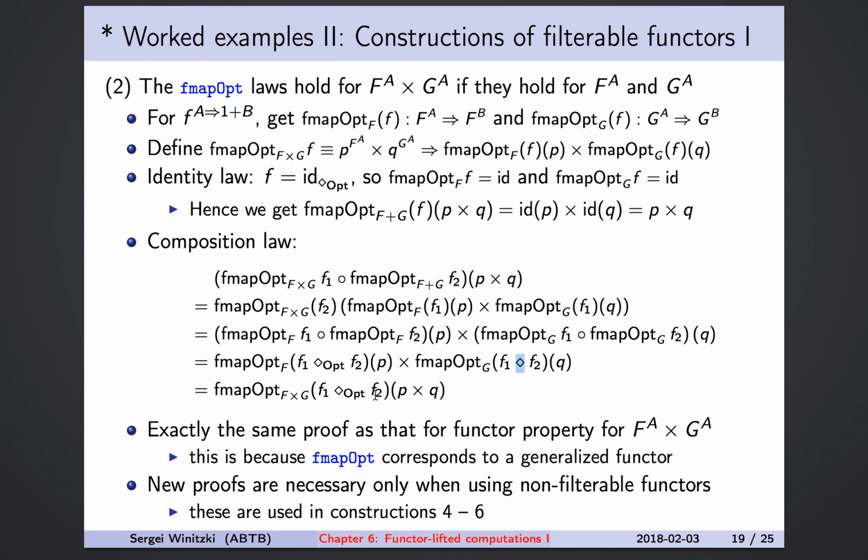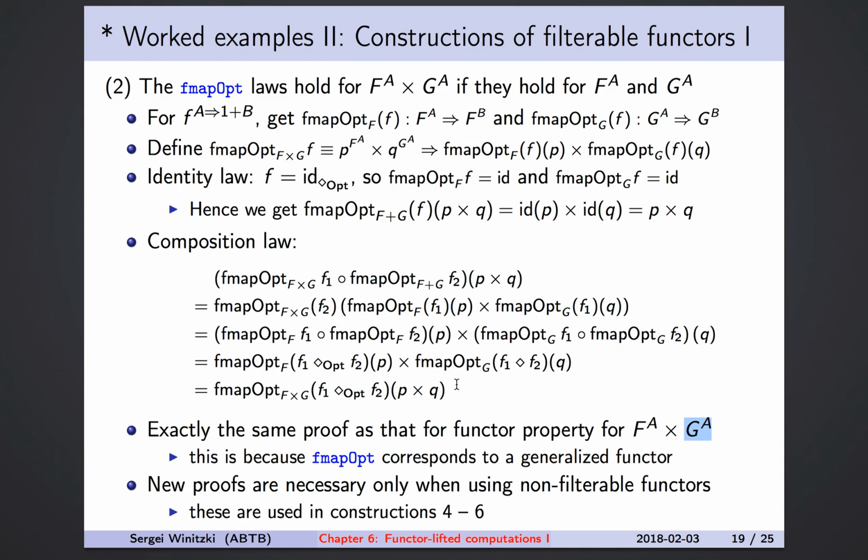Now we can transform each composition using its own law. This must be again diamond opt. I forgot the subscript here. And finally we get what the law for the product functor. Notice this is exactly the same proof as for the functor property. If you look at chapter 4, we had the same construction for product of two functors being a functor, and the proof for the two laws of functor is exactly the same, except for the diamonds and these other notation, fmapOpt instead of fmap. Otherwise, it's exactly the same computation, one-to-one.